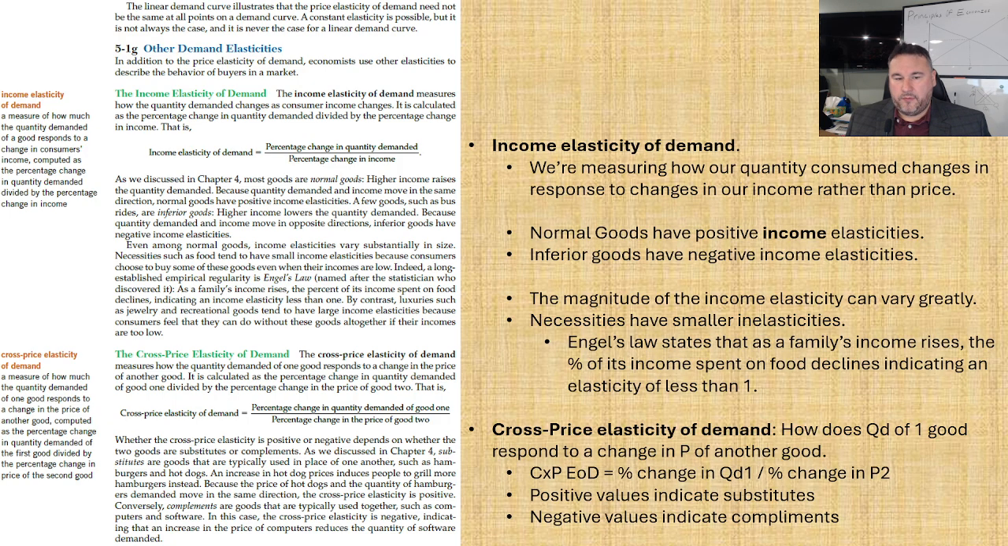So if the price of Diet Coke goes up, then maybe the quantity demanded of Dr Pepper goes up because they're substitutes. If it is negative, then that indicates they are complements. So when the price of one goes up, the quantity demanded of the other one goes down because you may buy them together. If you buy less of one, you're going to buy less of the other.